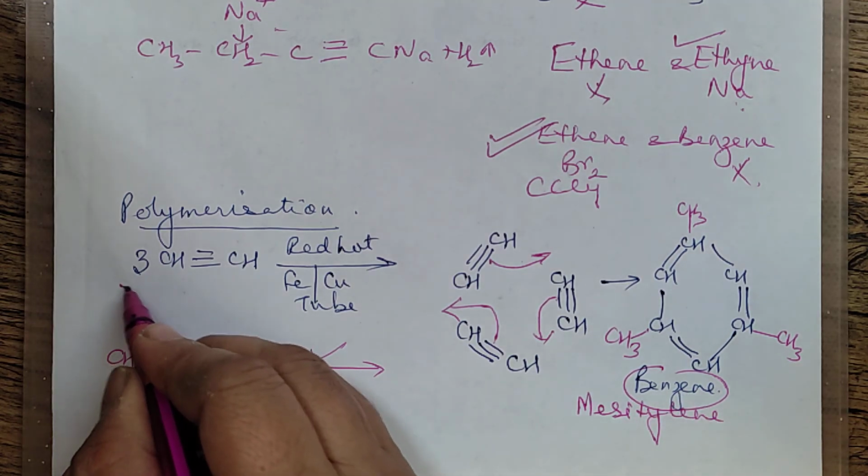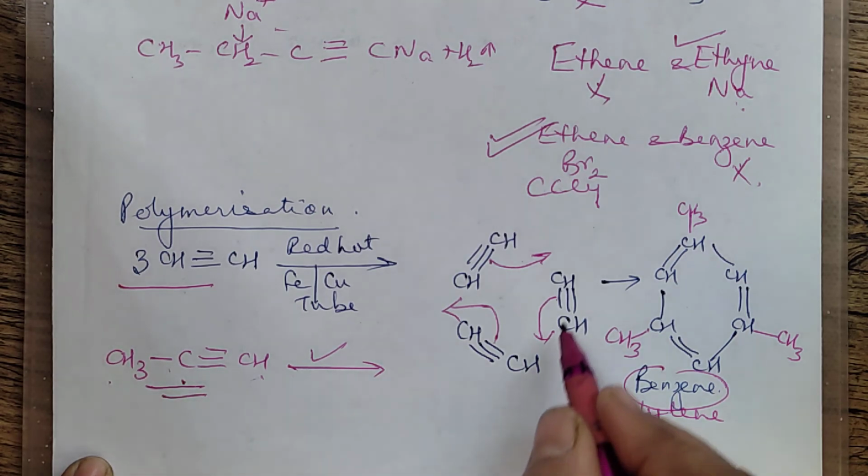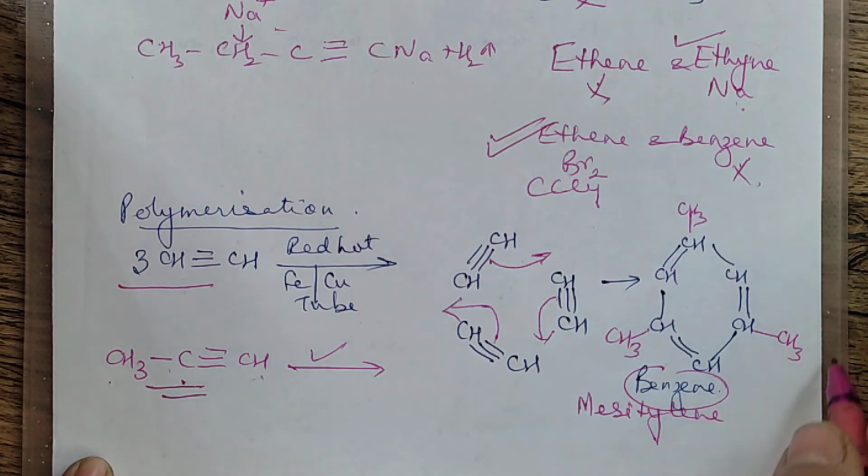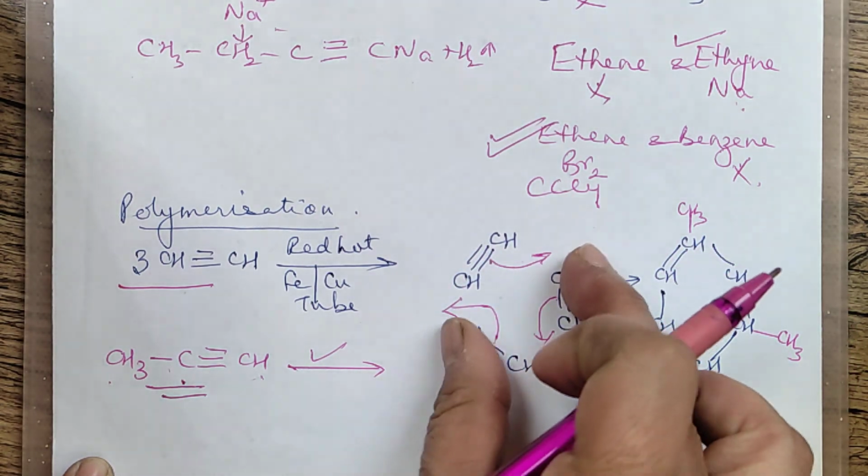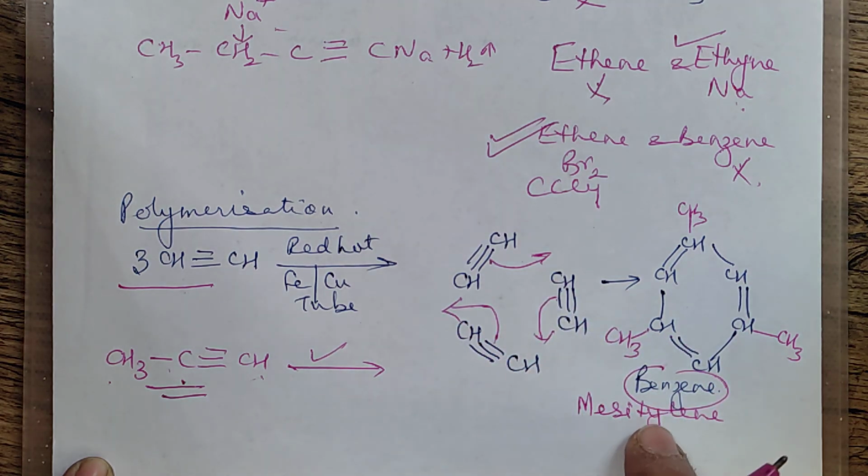Benzene is with ethyne, and if you use propyne, what you'll get is, in this only I have written the product. This was for ethyne only. Now this will be the product, that is mesitylene. Alternately, you will have 3 alkyl radicals.